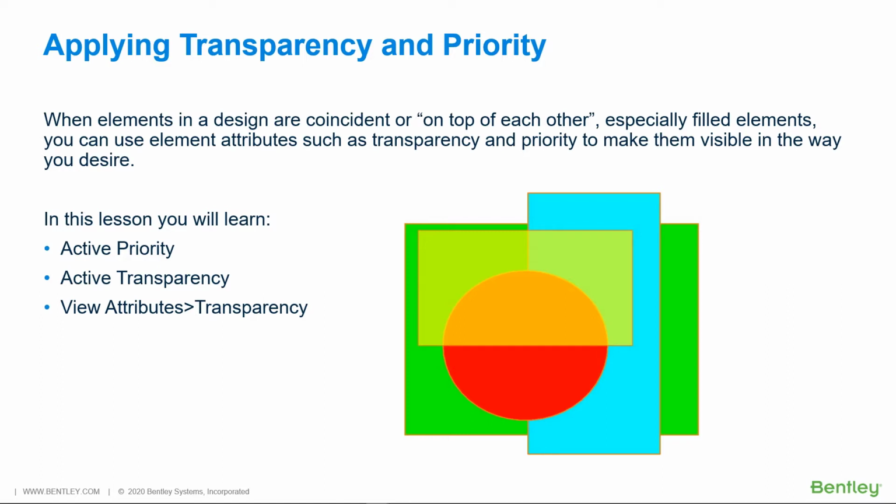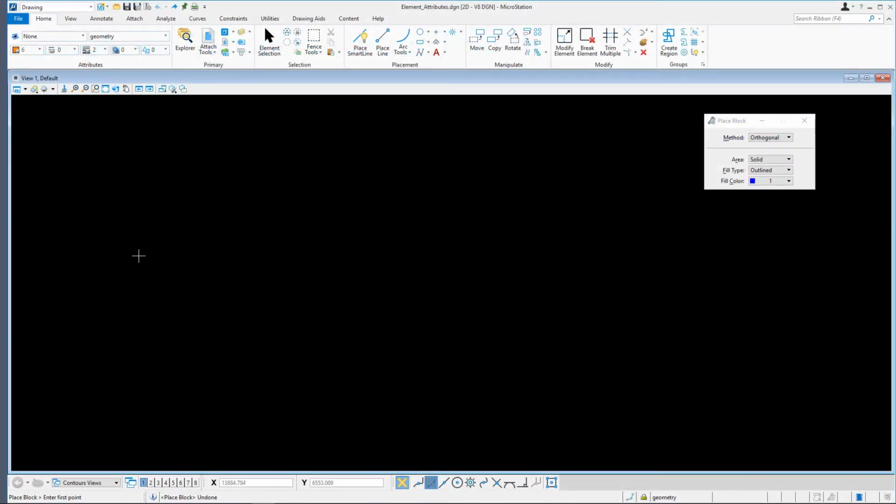In this lesson, you will learn to apply active priority, apply active transparency, display view attributes, and the transparency attribute control. Continue in elementattributes.dgn in the default model. We confirm that the active transparency and the active priority in the Attributes ribbon group on the Home ribbon tab are both set to 0. Next, we'll draw some outlined filled blocks or circles that overlap one another.